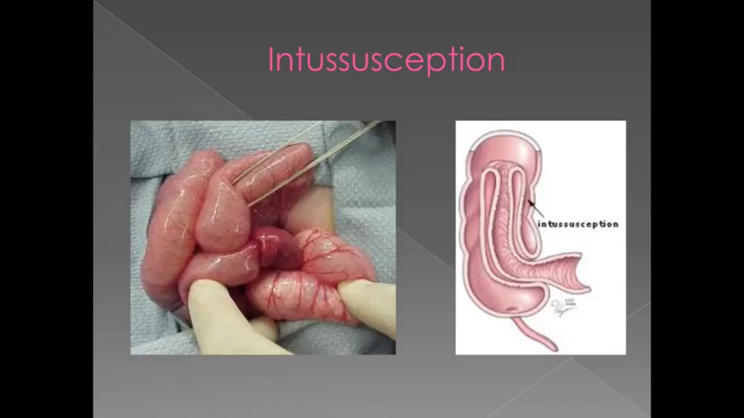Intussusception, or telescoping of one portion of the intestine into another, is the most common cause of intestinal obstruction in children 3 months to 6 years of age. It can be reduced with a hydrostatic pressure from a barium enema or by manual manipulation via laparotomy.